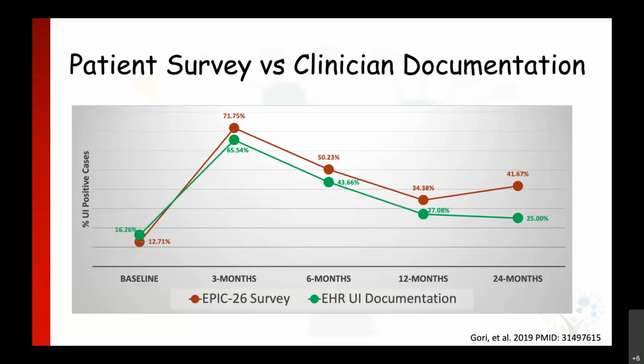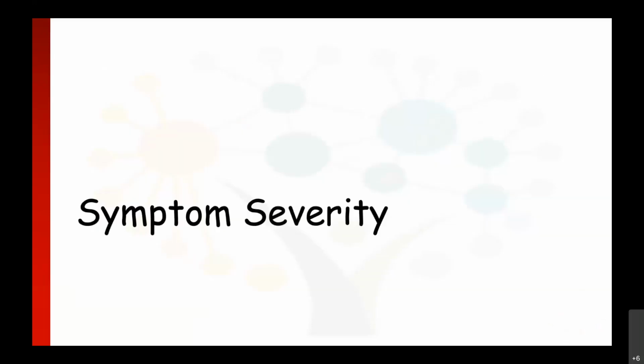You can see here that the documentation in clinical notes is very concordant with what the patient is reporting in the survey until about 12 months. After 12 months, they start to diverge, and I think that's another topic of study. So we're now able to use the data and technology to identify, extract, and analyze patient-reported outcomes in the health data at a population level.